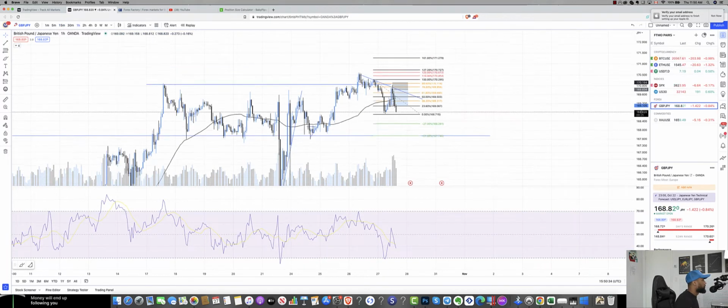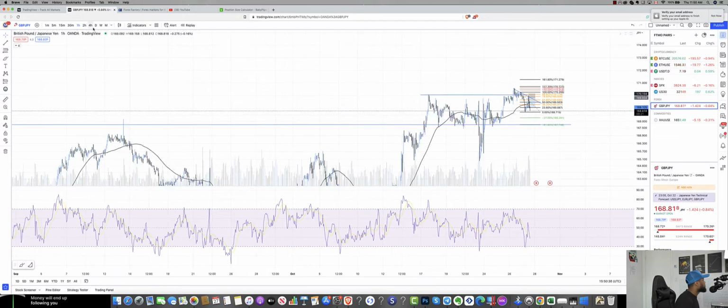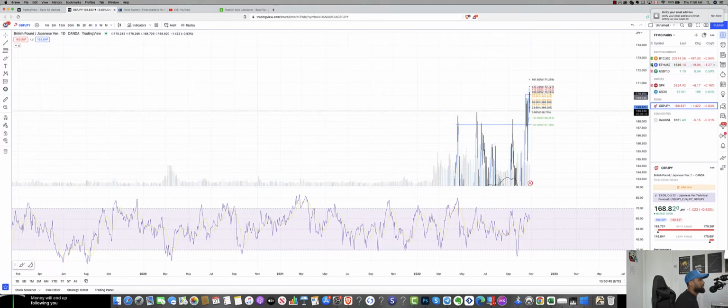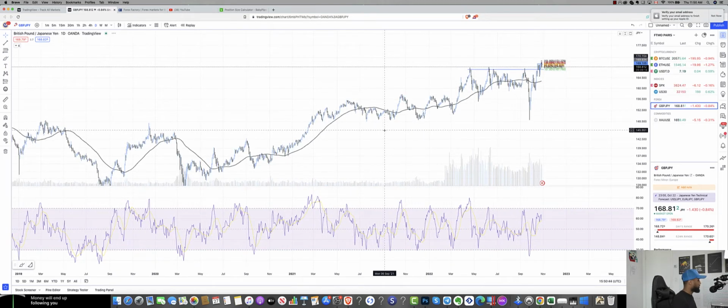So let's look over here. Now we're looking at, let's go to the daily time frame first. On the daily time frame, you can see that this pair is actually on an uptrend.